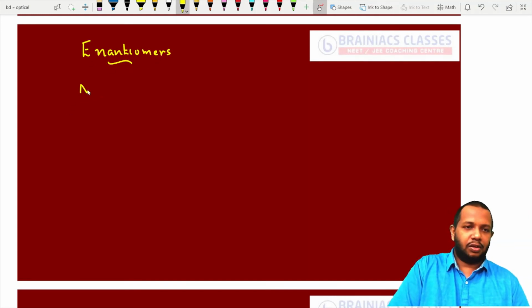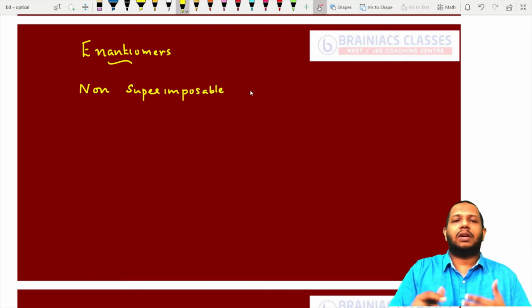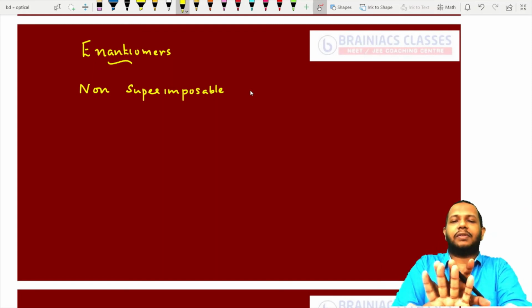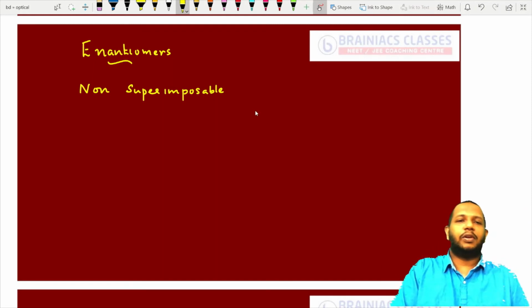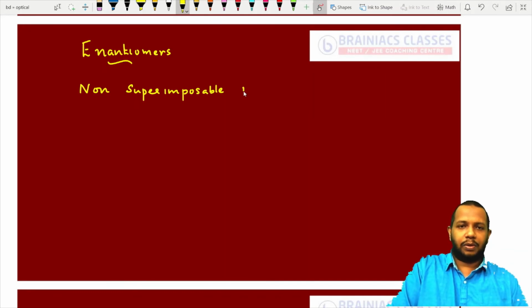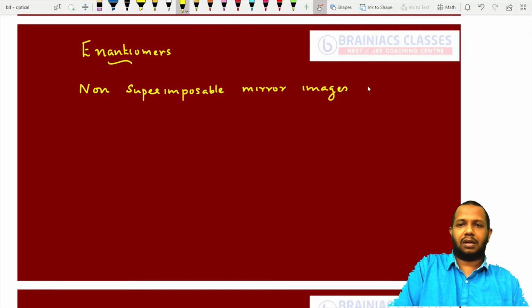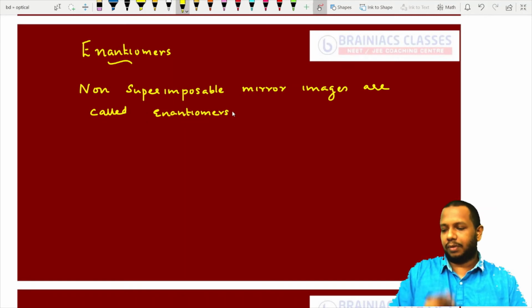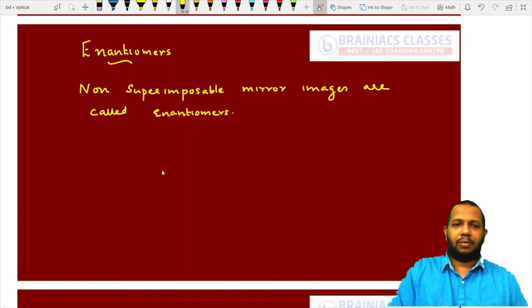We can say non-superimposable. Superimposable means you cannot put your right hand on top of your left hand. It will not match. That is called non-superimposability. Non-superimposable mirror images are called enantiomers. Very, very important.